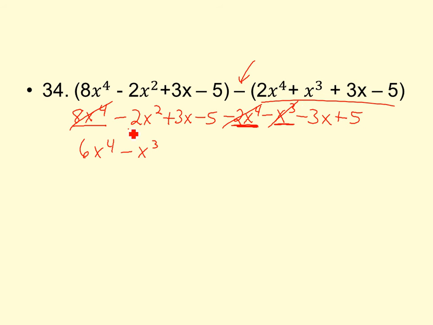Then we look through here, the next highest one is the x squared. Again, it doesn't have any like terms, so we just write down 2x squared. The 3x is the next highest exponent. So it's a like term with the negative 3x. Well, they just cancel each other out.